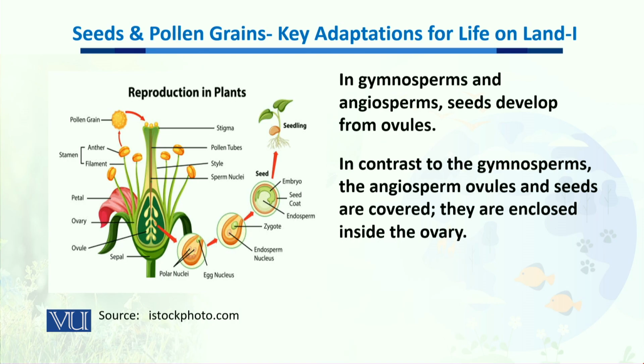Now, when we talk about gymnosperms and angiosperms, the higher plants, the seed is developed from ovules. As you can see here in this diagram, the pollen grains are shifted to the female part of these plants where they develop. They fertilize and give rise to a zygote, and that zygote develops into a seed and stays inside the ovules. When we talk about gymnosperms, it is a different thing. They have naked seeds, but in angiosperms, the ovules and seeds are covered and enclosed inside the ovary.